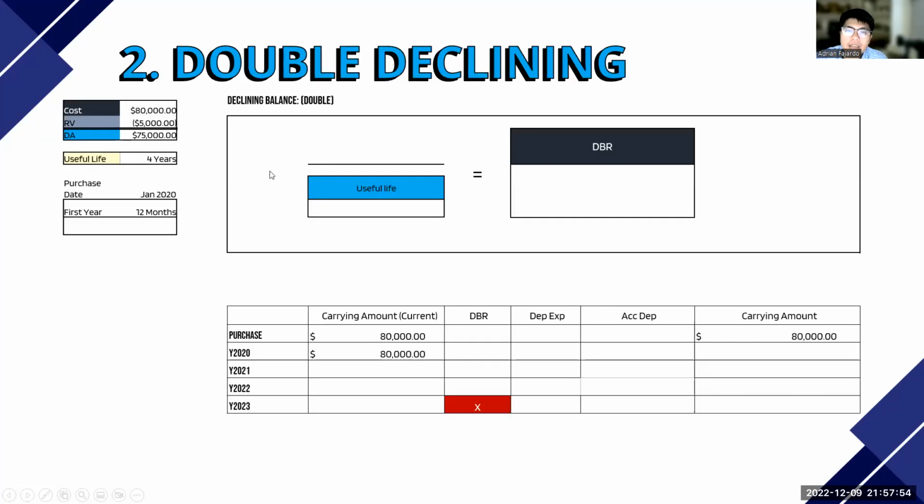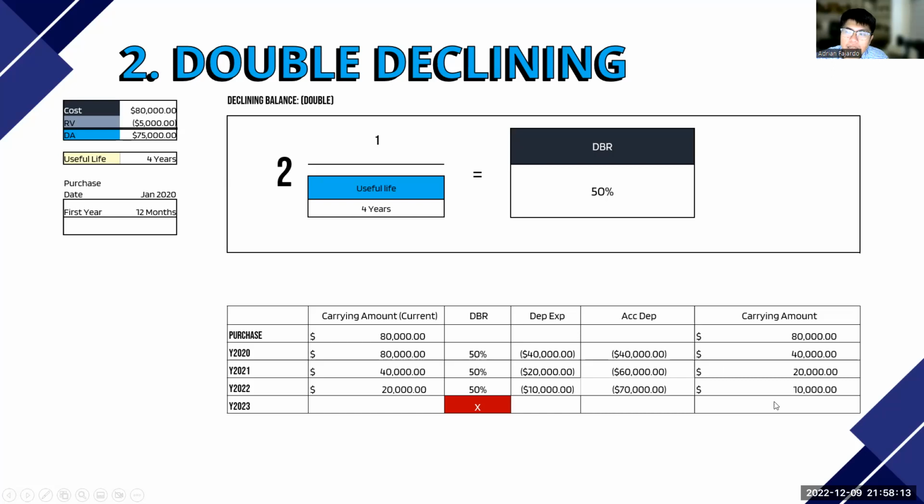So double declining, how do you solve for it? Dahil double, we start with 2, right? Times 1/4, you get 50%. And then since January yung purchase, you just multiply the DBR through your carrying amounts all the way until malapit na siya sa salvage value. The 10,000 is almost near the 5,000 salvage value.